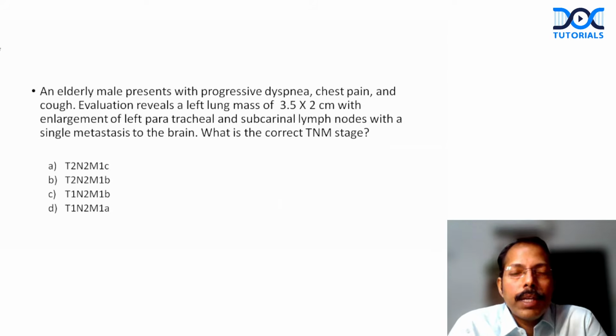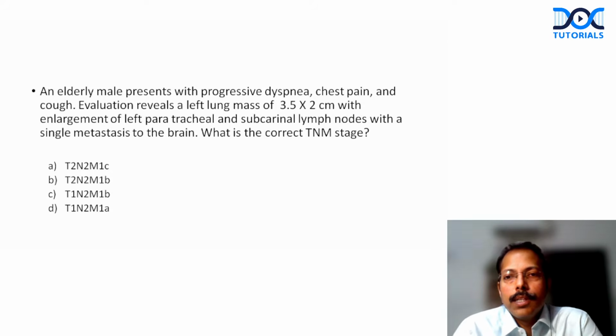And next question, an elderly male presents with progressive dyspnea, chest pain, and cough. Evaluation reveals a left lung mass of 3.5 to 2 centimeters with enlargement of left paratracheal and subcarinal nodes with a single metastasis to brain. So what is the correct TNM stage?